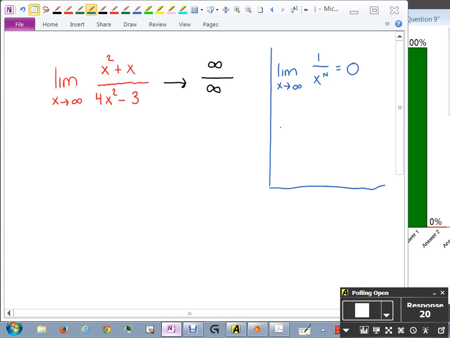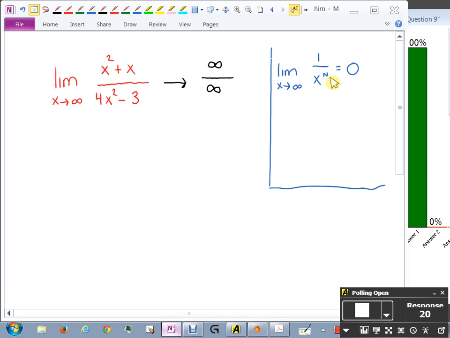Is this limit the same? Limit as x goes to 0 of 1 over x to the n? Is that also 0? No, because you have what? Fixed over 0. Fixed over 0 is infinity, negative infinity, or does not exist, right? Totally different limits. So please do not confuse the two. It's only when x goes to infinity that this works.